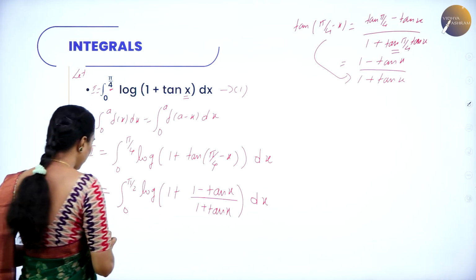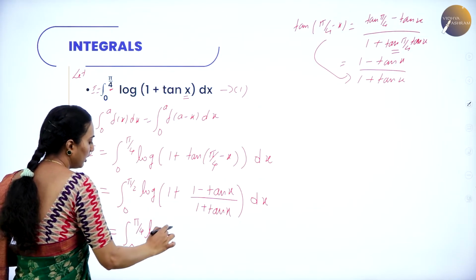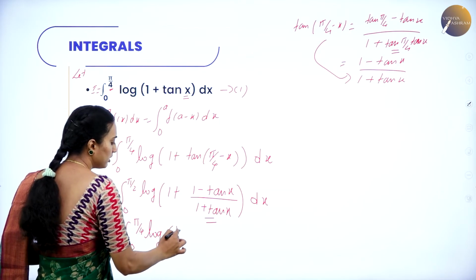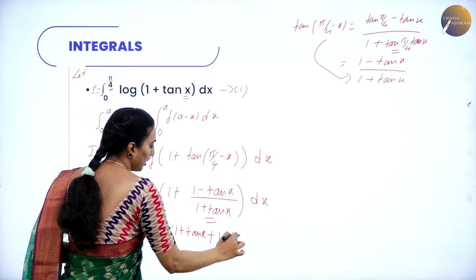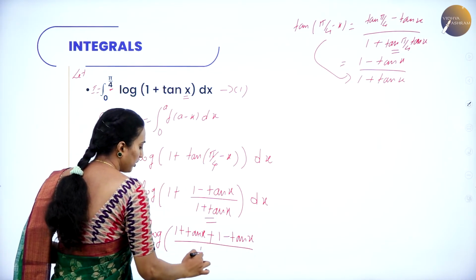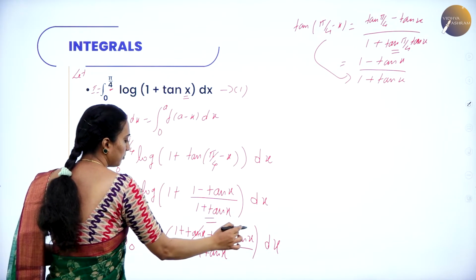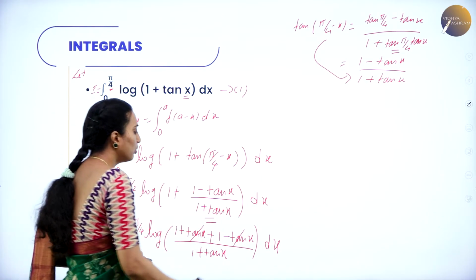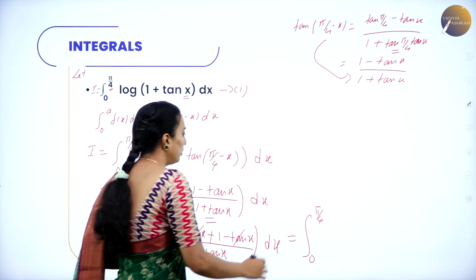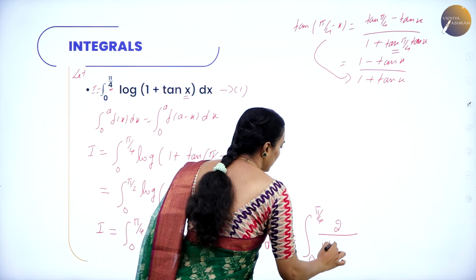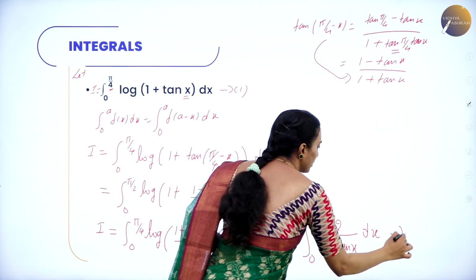If you want, you can take the LCM here. So I will be equal to integral 0 to pi by 4 log of, taking the LCM as 1 plus tan x into 1 is 1 plus tan x, right? Plus 1 minus tan x divided by 1 plus tan x into dx. Now you can cancel plus tan x minus tan x. 1 plus 1 will become 2. So you can write this as integral 0 to pi by 4 log of 2 divided by 1 plus tan x into dx. Now I am going to call this equation as 2.